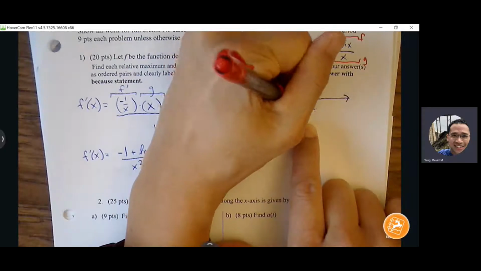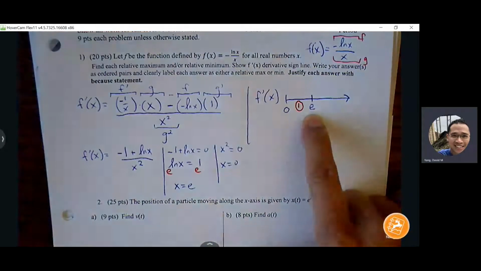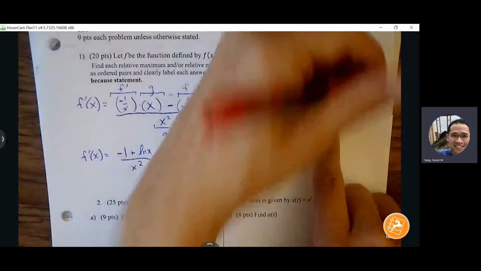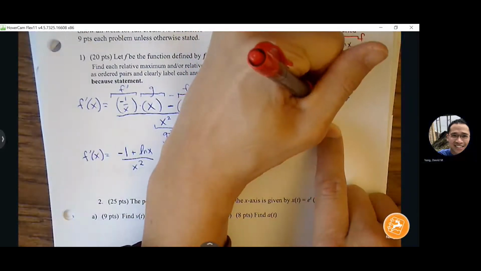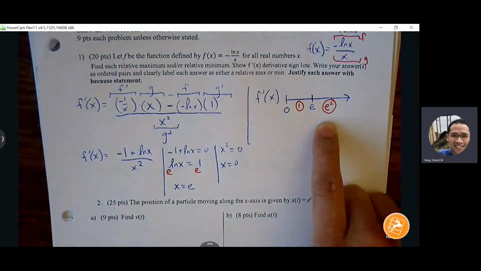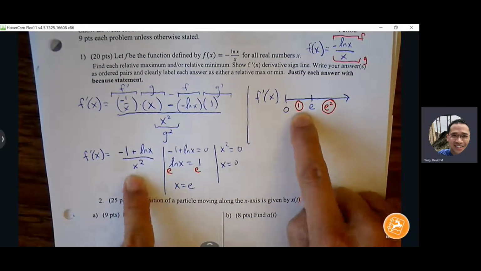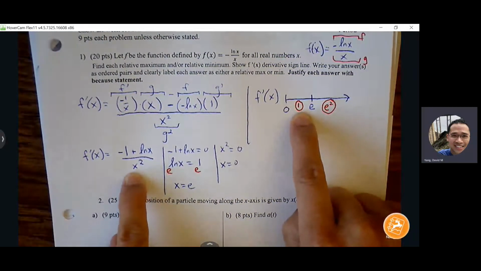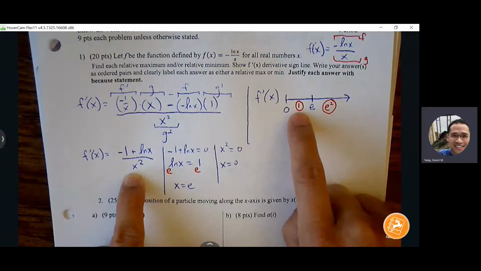I can choose 1. Here you can choose a value greater than 2, but I always like to take advantage of e to make it easier for me to plug in. So I'm going to choose e squared. Okay, we're going to plug into the derivative and see what signs we get, whether positive or negative. Positive derivative would mean positive slope. Negative derivative would mean negative slope.